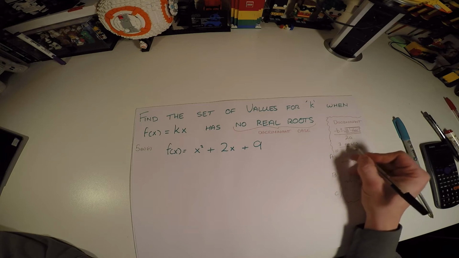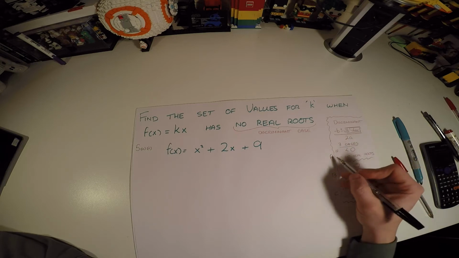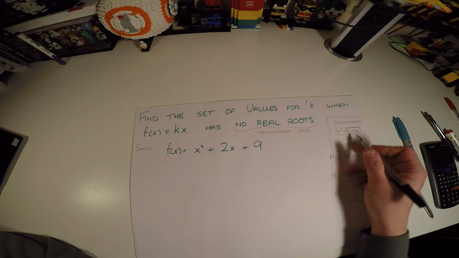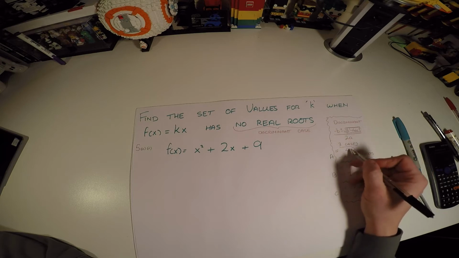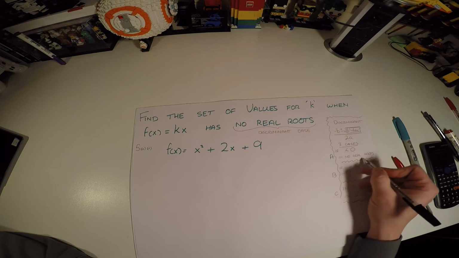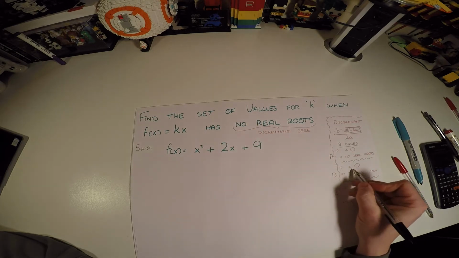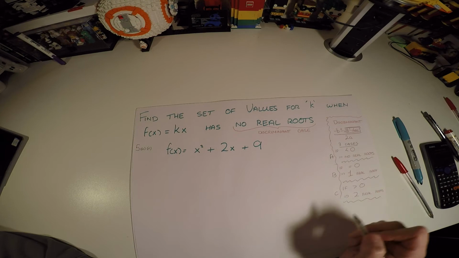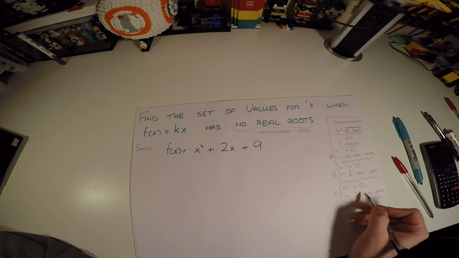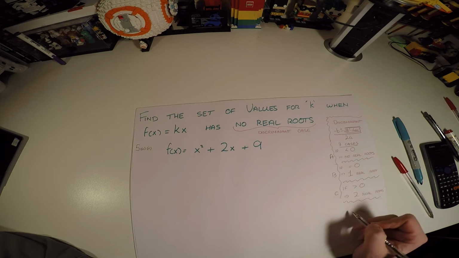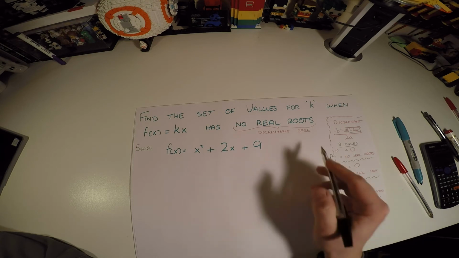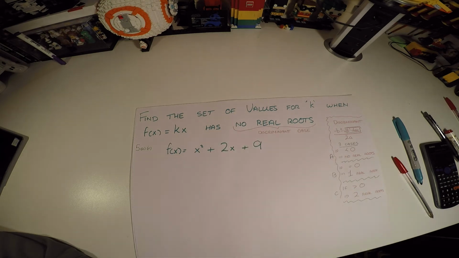Now there are 3 cases for the discriminant. Let's look at case A. If the discriminant b squared minus 4ac is less than 0, then you have no real roots, which is what we're looking for here. But the other 2 cases are if it was equal to 0, you'd only have 1 real root. But if it was greater than 0, you'd have 2 real roots. So we're looking for no real roots, or imaginary roots.